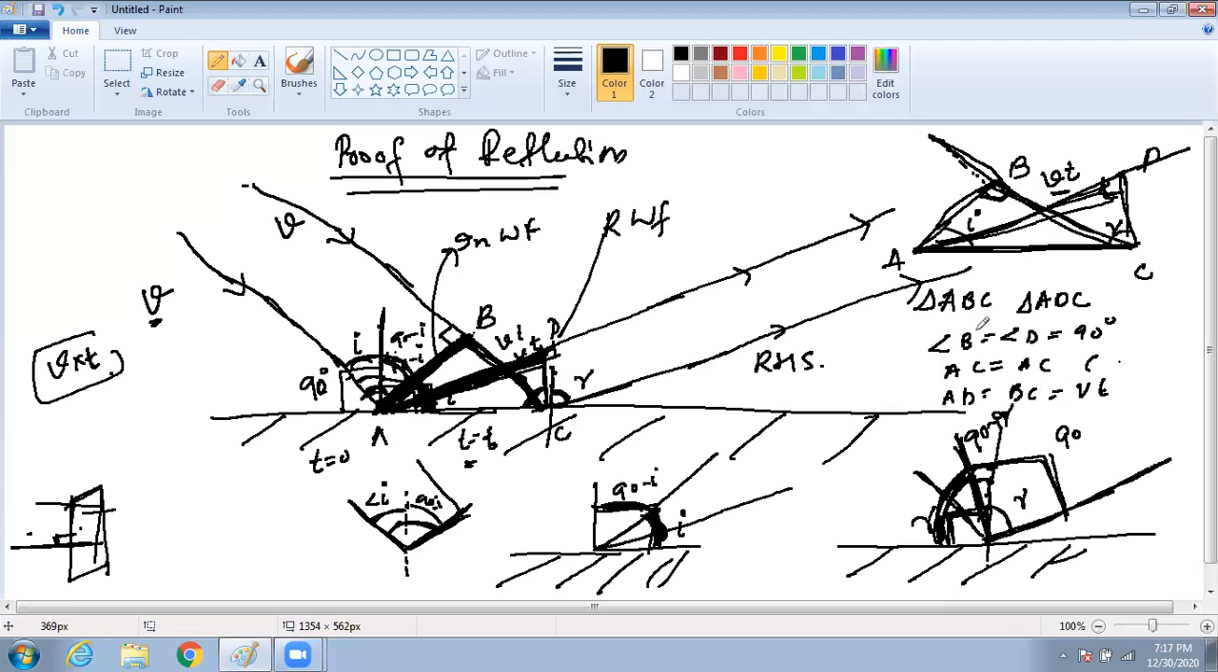So when they are congruent, can we prove that I equal to R? If both triangles are congruent, can I say angle I is equal to angle R? By what condition? Congruent parts of congruent triangles. Clear? CPCT.